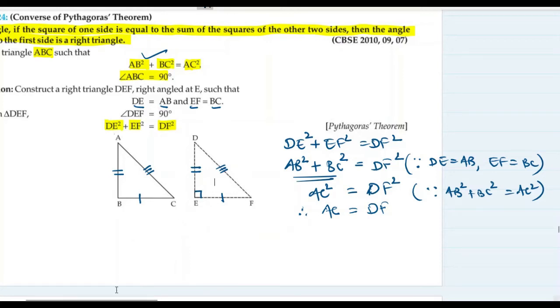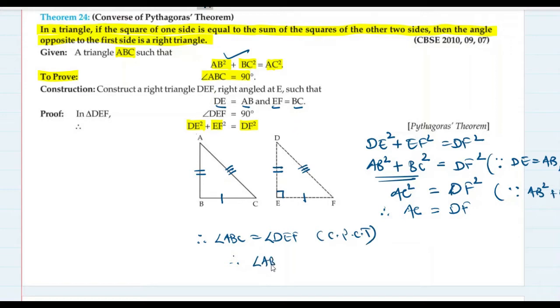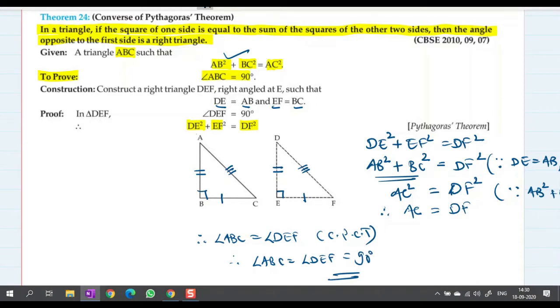Initial statements and initial techniques I have discussed with you. After this point, you have to prove these two triangles ABC and DEF congruent by SSS congruency, and then by CPCT you will write, therefore angle ABC is equal to angle DEF, CPCT, correct? And therefore angle ABC is equal to angle DEF is equal to 90 degree. So ABC is 90 degree. We have proved it. Okay, so it was very simple.